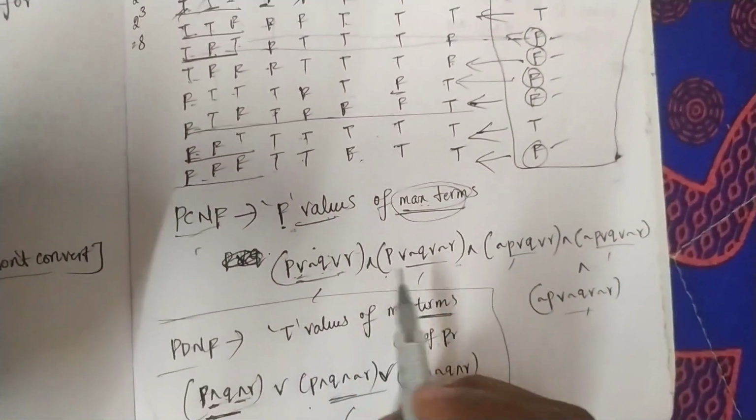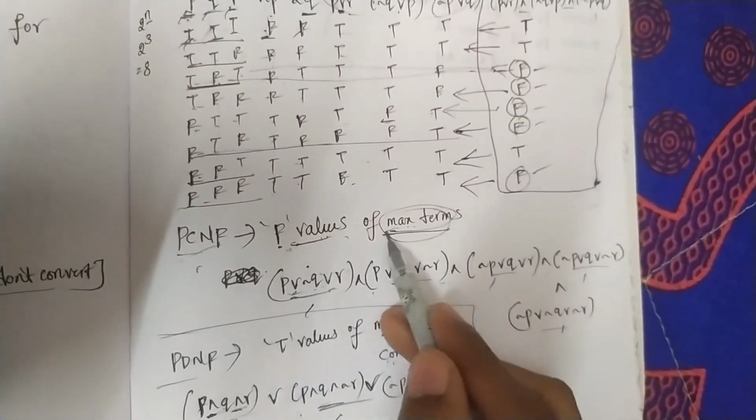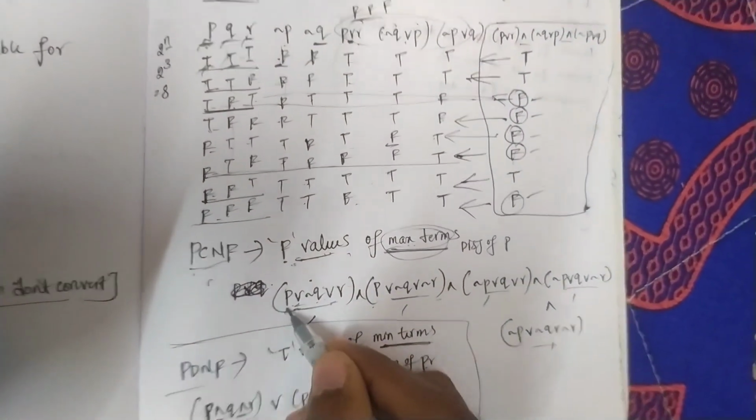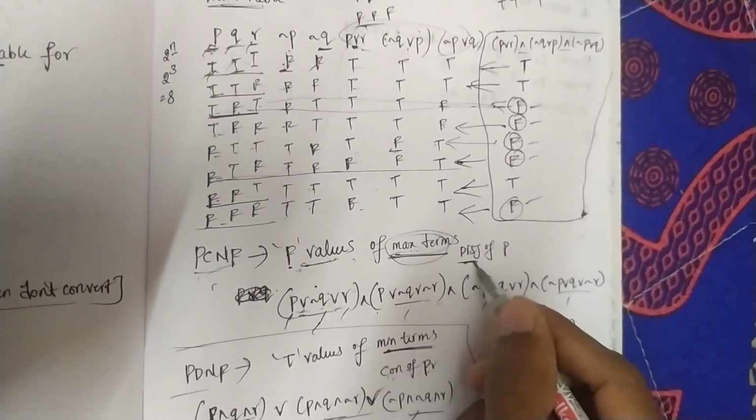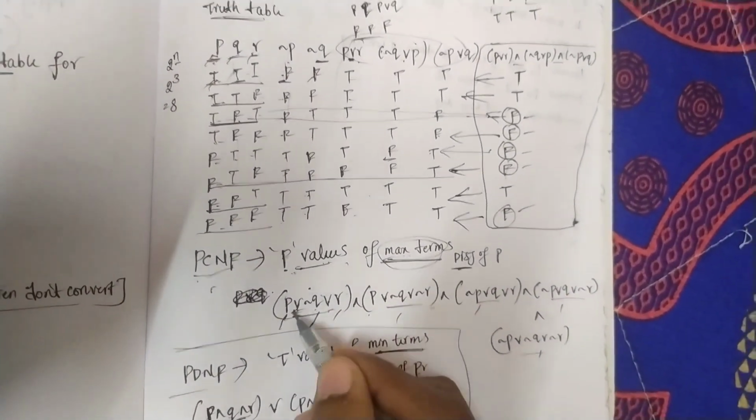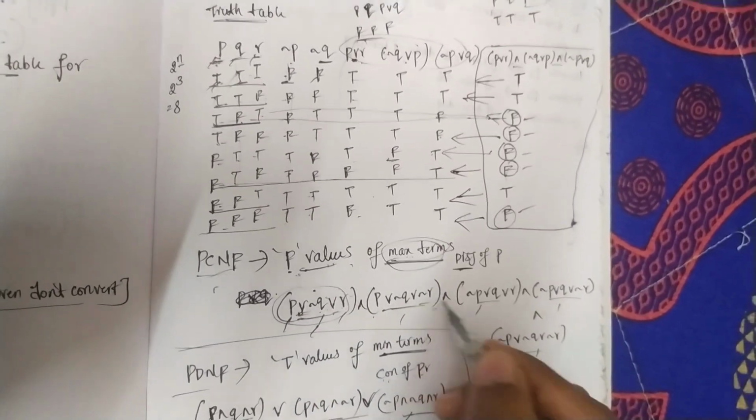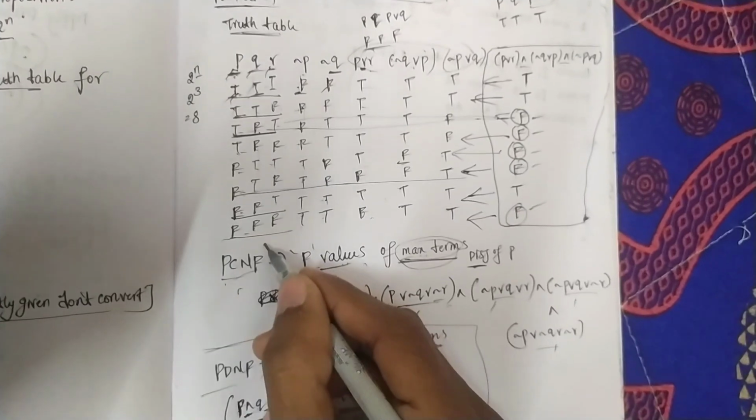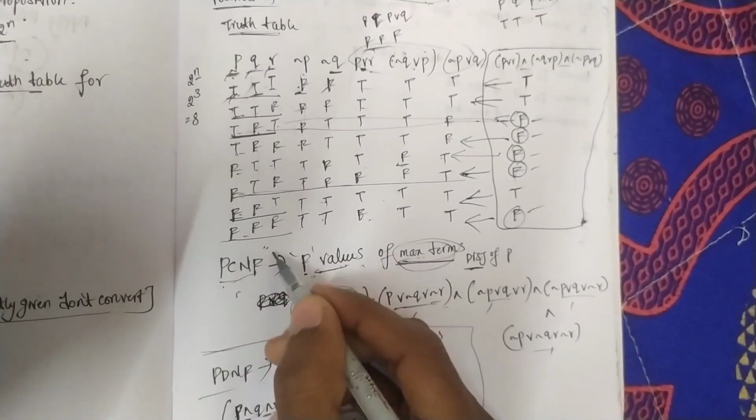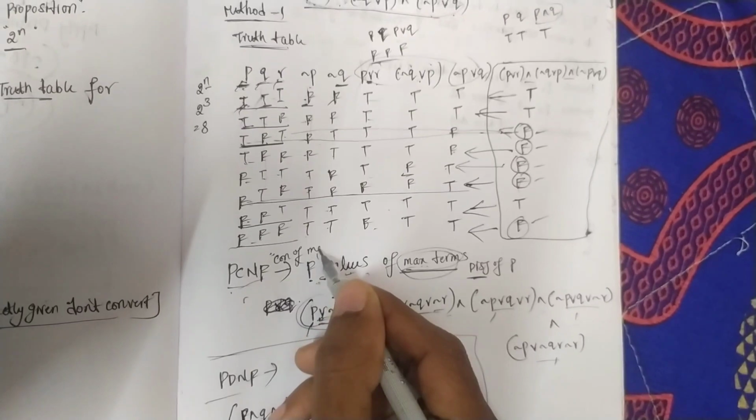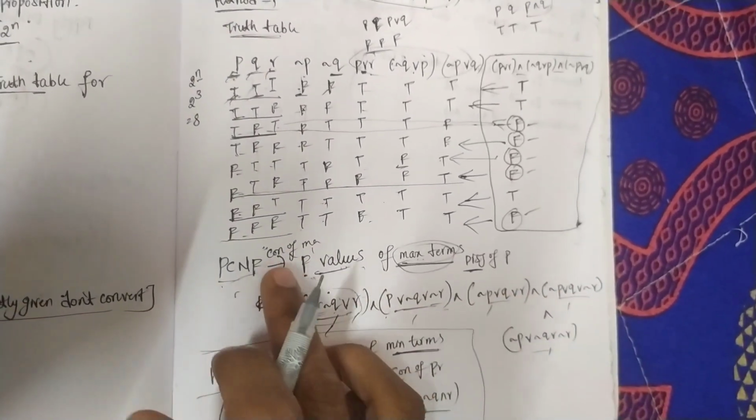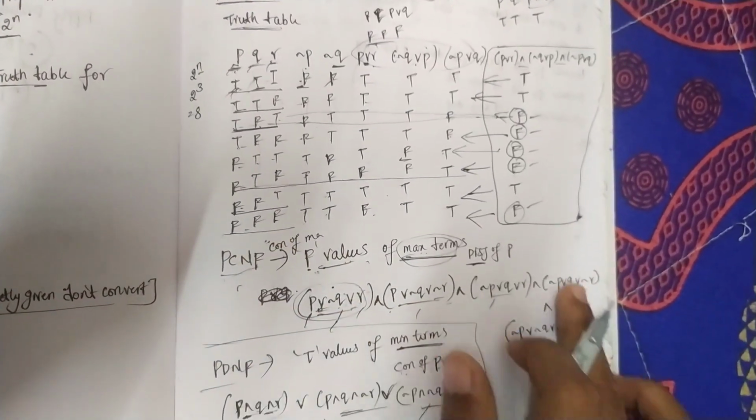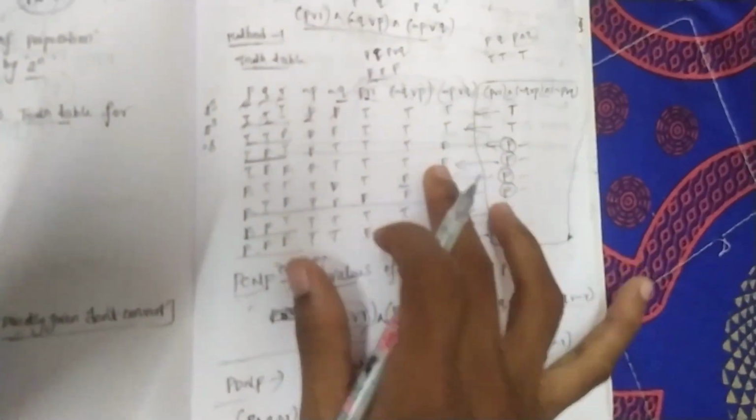Again I am repeating, for PCNF we take values of max terms. Here max term means disjunction of propositions. These are the propositions; in between we have to use disjunction, so we place OR between the propositions. These are the max terms. PCNF means conjunction of max terms. So these are the max terms, and in between we place the AND symbol. So these are the PCNF values of this given problem.